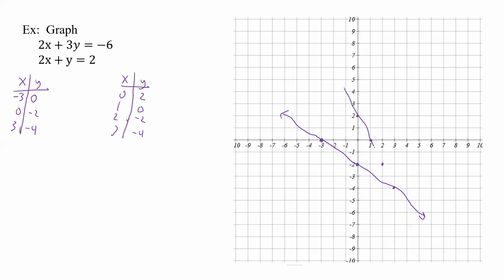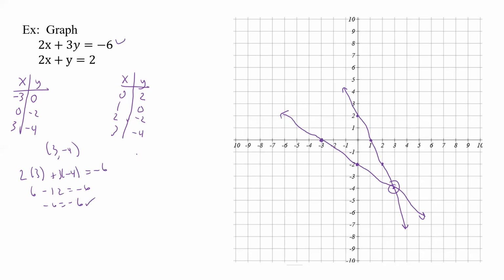And so that is what our solution is. And again, we did come up with this point. So that's going to be x is 3, negative 4. All right, so we plug that in. 2 times 3 plus 3 times negative 4 equals negative 6. Well, this is 6 minus 12 equals negative 6. Negative 6 equals negative 6. That checks, so that one works.